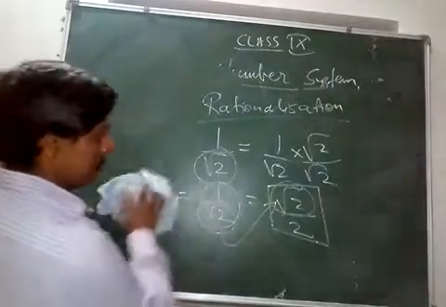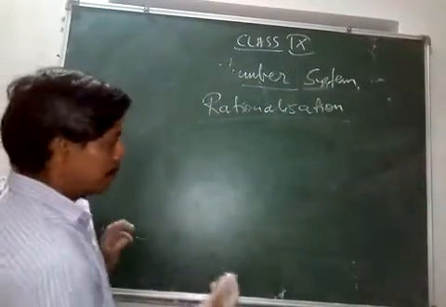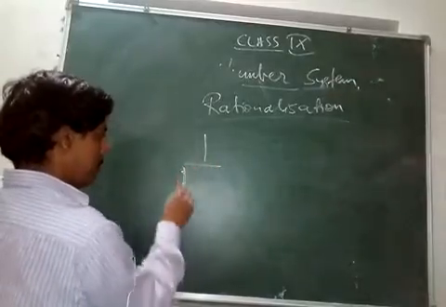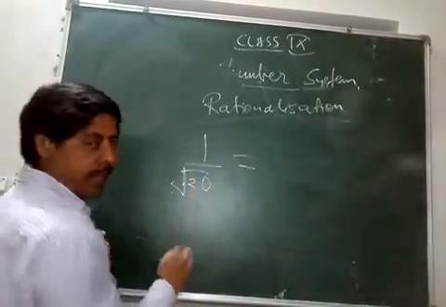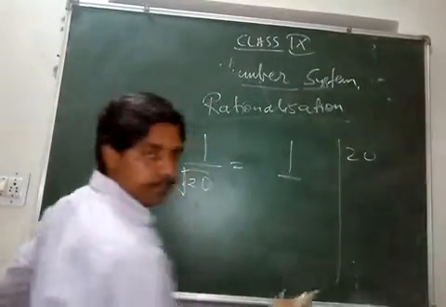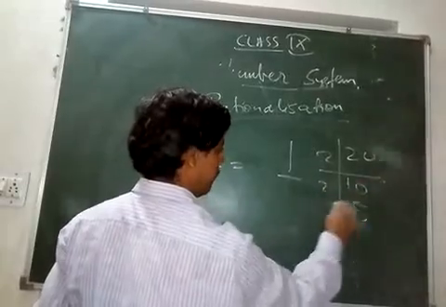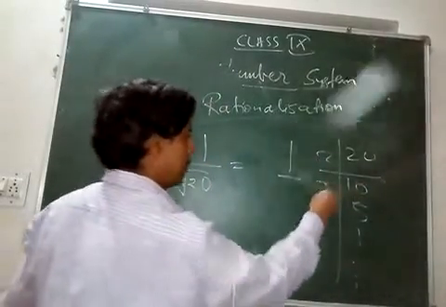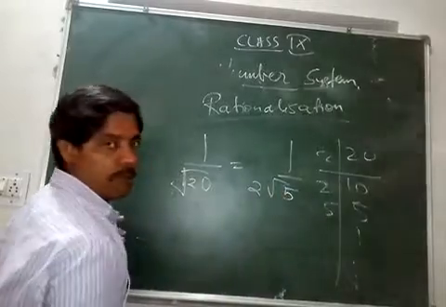Now, if it is a pure surd and can be broken into mixed, we will first break it into mixed and then rationalize. Like 1 by root 20. If you do the prime factors of 20, I told you last time, it is 2, 10, 2, 5, 5 and 1. So 2 can be taken out, and it becomes 1 upon 2 root 5.